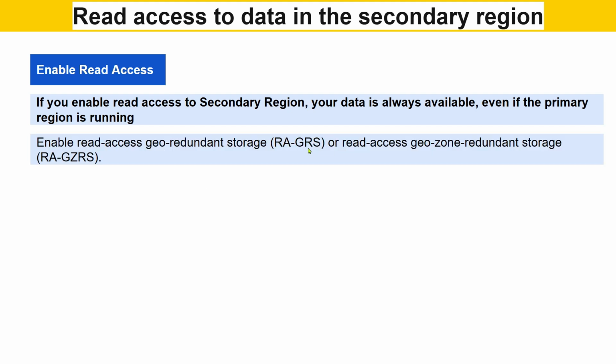But you can go for RA-GRS, read access geo-redundant storage. That means in the secondary also you can read the data. And also you can go with read access Geo-Zone-Redundant Storage, RA-GZRS, where you can read the data. But the only caution here is that the secondary region data may not be up to date because of RPO at the time you are accessing it. Data is always being replicated to the second region and there could be delays. That is the only thing.